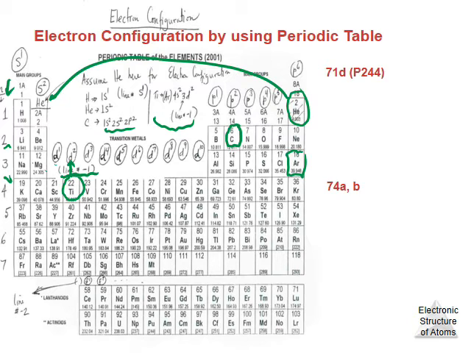Now in 71D, they gave you this. Let me write this down. Krypton configuration. Whenever you have something like this, that means you have the whole electron configuration. Krypton followed by 5s2, 4d10, and then 5p4. Now you need to identify the element and also the number of unpaired electrons.